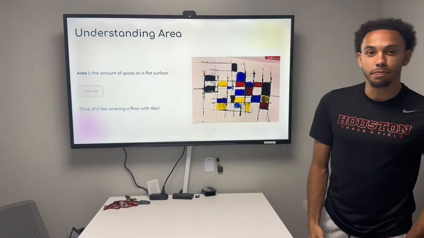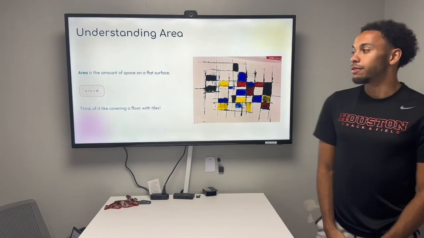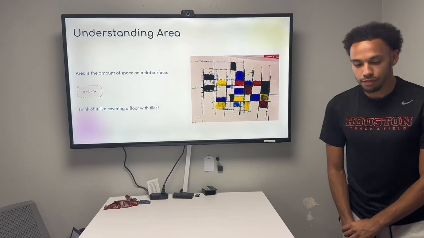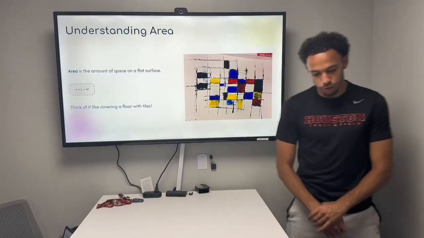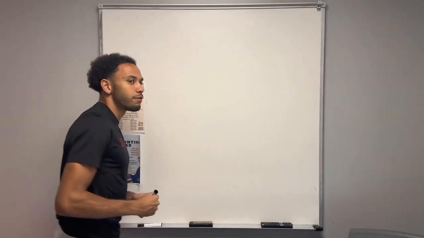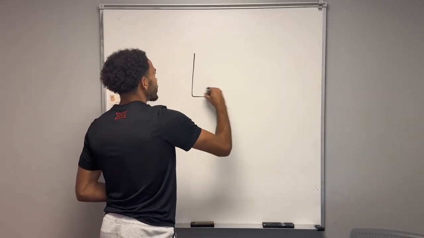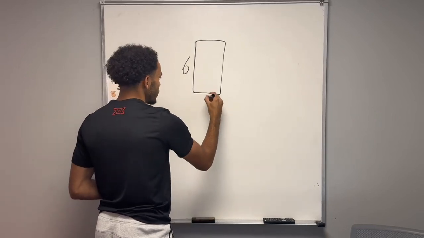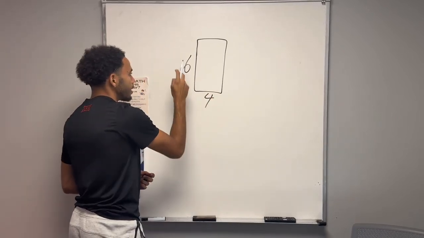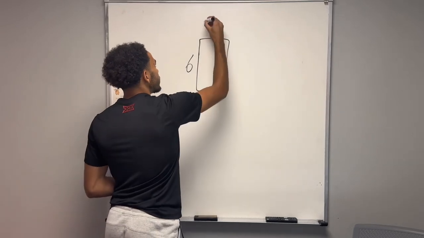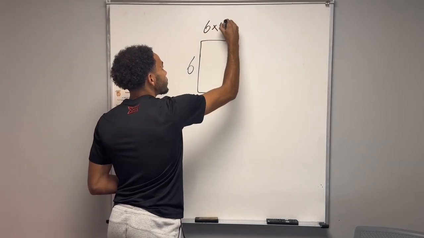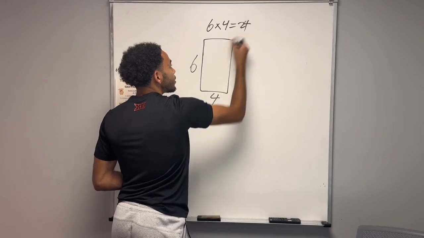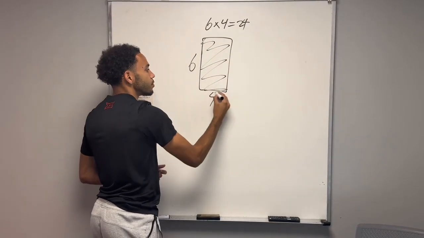Area is the amount of space on a flat surface, and the formula we use for area is length times width. Think of it as we're trying to cover this whole floor with tiles. For example, we make a rectangle and the length is 6 inches and the width is 4 inches. You would multiply them, so it would be 6 times 4. That would equal 24, which would end up being your area.